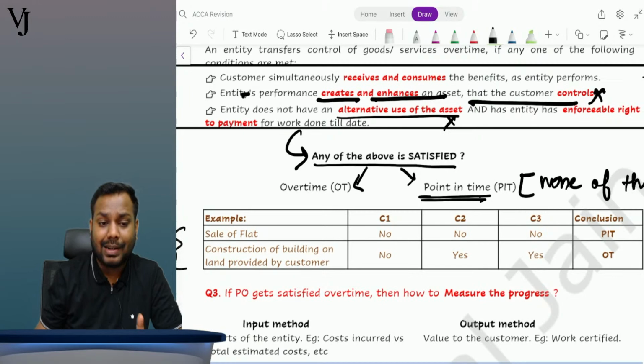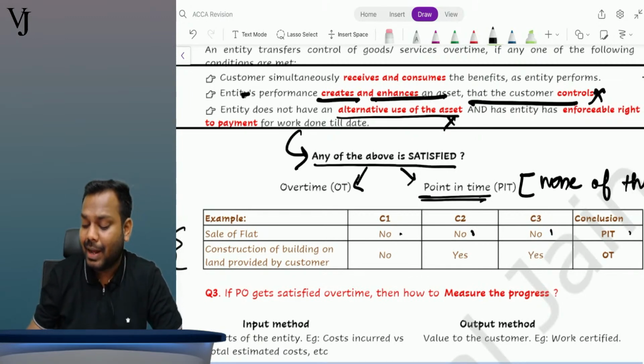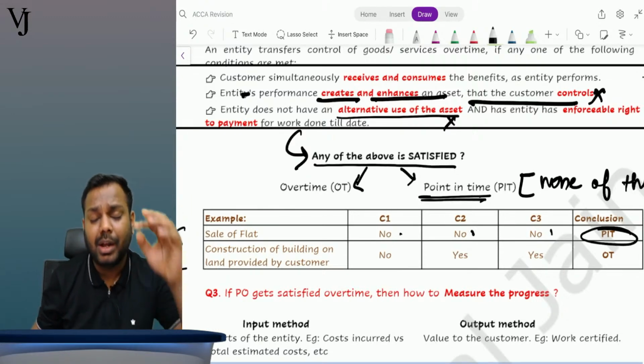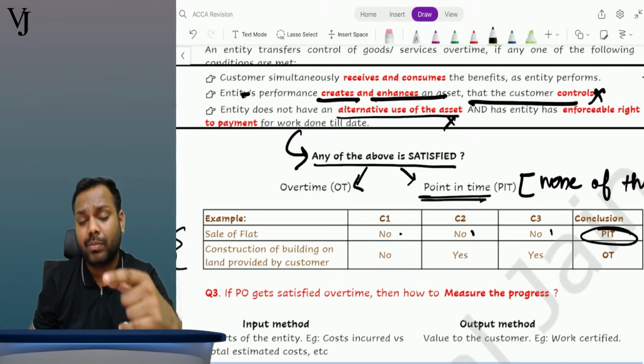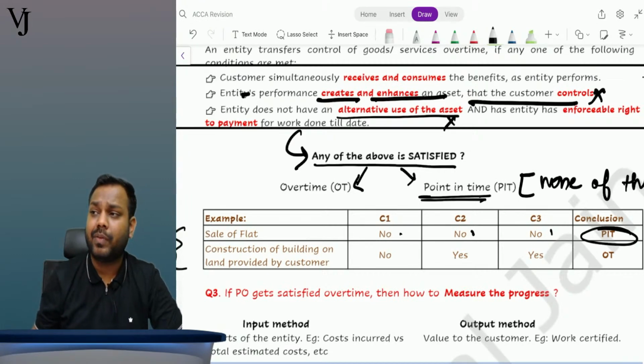So for sale of flat, condition number 1 fails, condition number 2 fails, condition number 3 fails, and hence it is point in time. Meaning thereby, when the flats are handed over to the customer, it is then the revenue has to be recognized. The entire revenue at that point of time has to be recognized. Is it clear, everyone? Tell me.